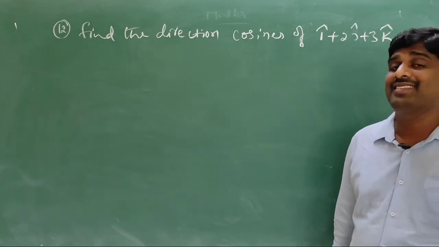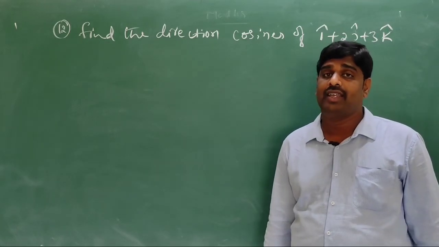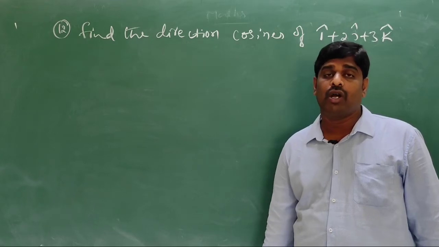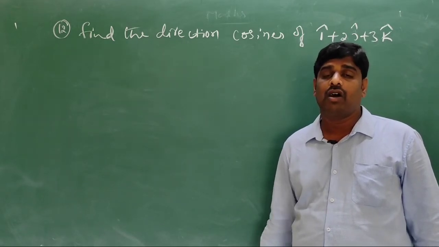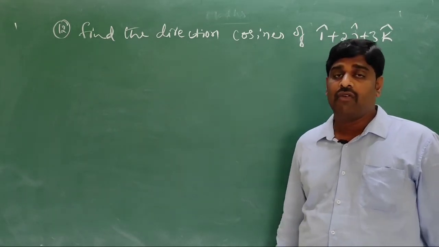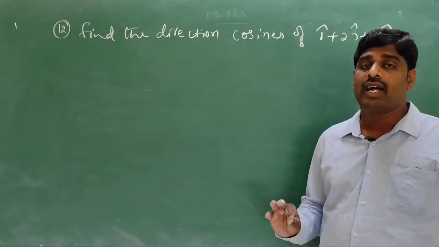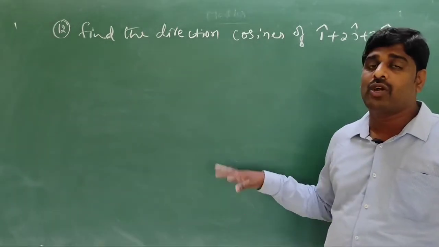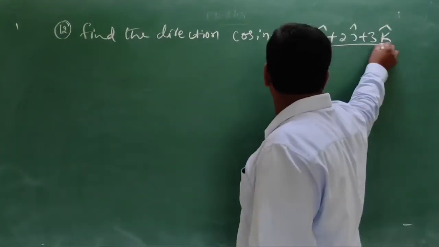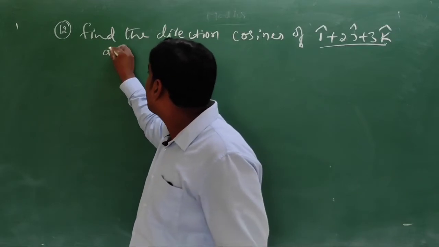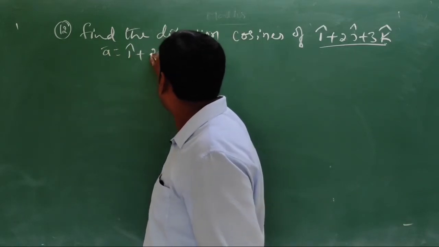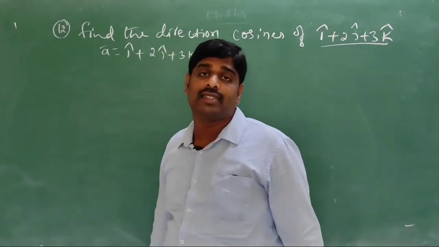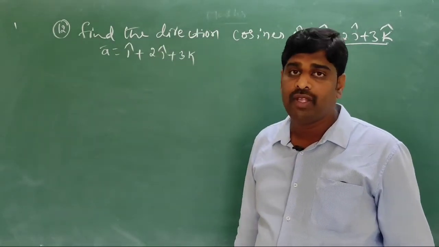When the vector form is given, use this formula. Suppose angles are given, say 45 degrees, 60 degrees, 30 degrees. At that time we have to find cos alpha, cos beta, cos gamma. When angles are given, you have to take cos alpha, cos beta, cos gamma. When the vector form is given, you have to take these formulas. So what is the vector here? That is a bar is equal to i cap plus 2j cap plus 3k cap. So the direction cosines are l, m, n.